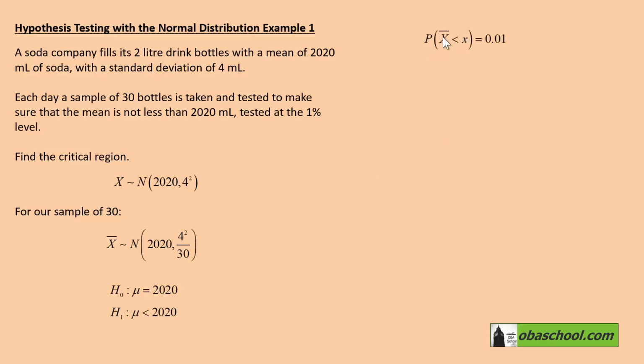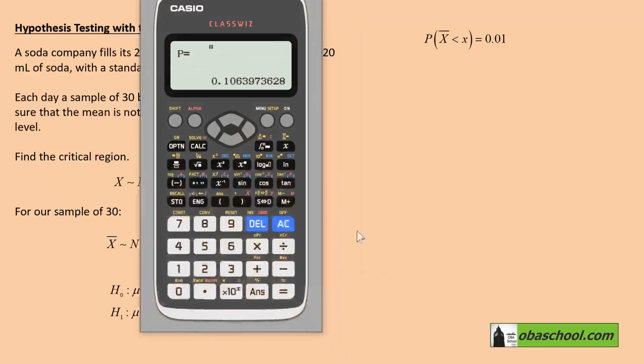The probability that x bar is less than x is 0.01. The 0.01 because we're testing at the 1% level. So what we want to find is this critical value x.